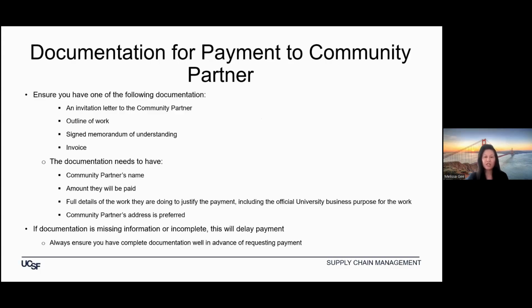You also need documentation for the payment to the community partner. Ensure that you have one of the following pieces of documentation: an invitation letter to the community partner, an outline of their work, a signed memorandum of understanding, or an invoice from the community partner. All the documentation, whatever you choose to submit, must have the community partner's name, the amount that they will be paid, full details of the work that they are doing to justify the payment, including the official university business purpose for the work. And also, if you have it, we would like to have the community partner's address.